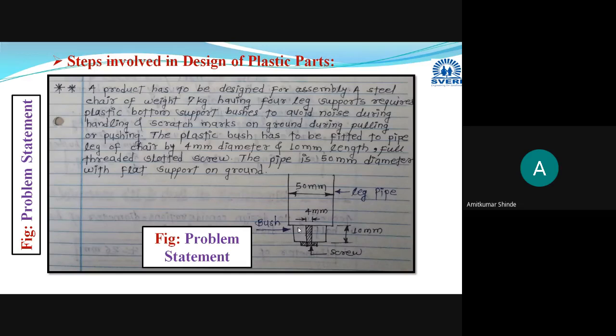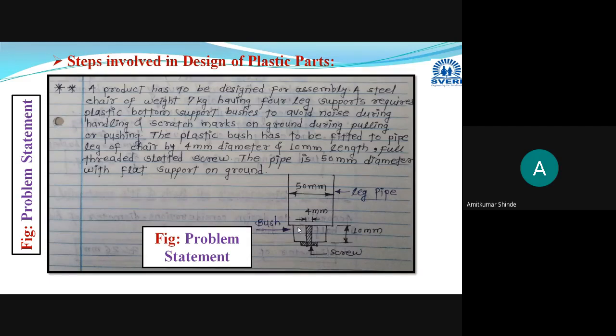Then after deciding the boss dimensions, then whether there is any need to provide ribs, then modification of the parting lines, then how to provide draft allowance, shrinkage allowance, that we will discuss one by one. Okay, so this is the short summary related to the design of the bush with the boss. Then we will start with the solution for this particular problem statement. I will move toward the next slide.